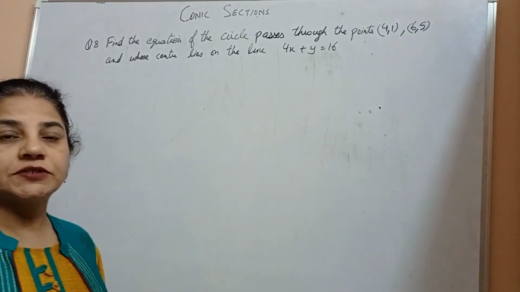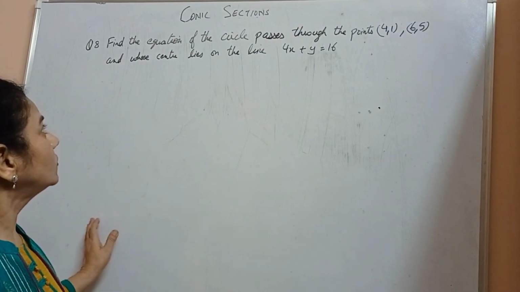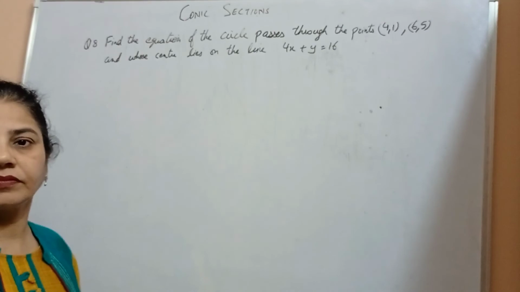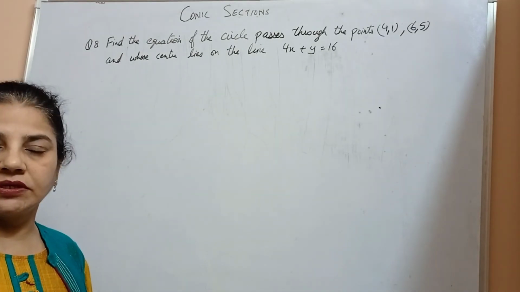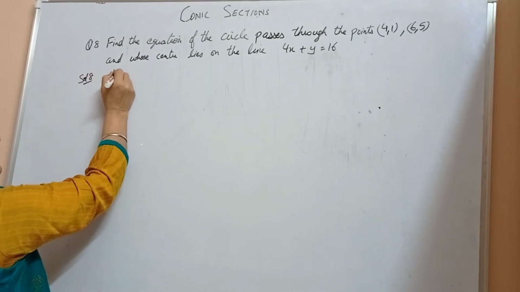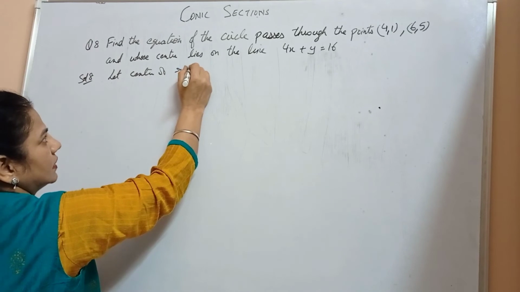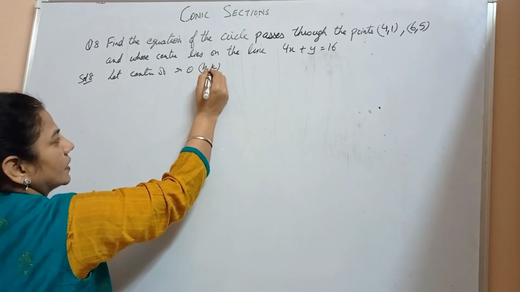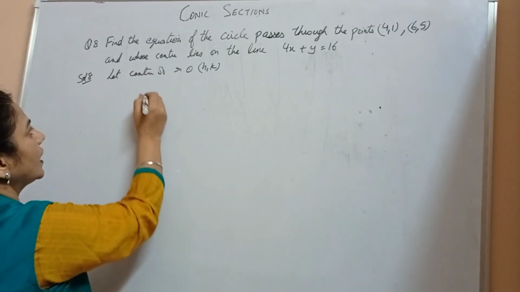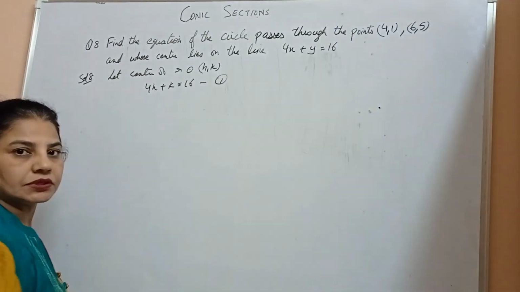Find the equation of a circle which passes through the points 4, 1 and 6, 5 and whose center lies on the line 4x plus y is equal to 16. Let the center of the circle be h, k. As the center lies on the line 4x plus y is equal to 16, we have 4h plus k is equal to 16, my first equation.